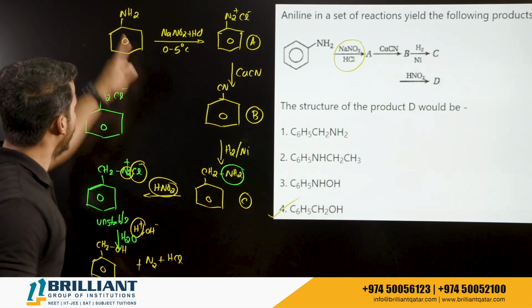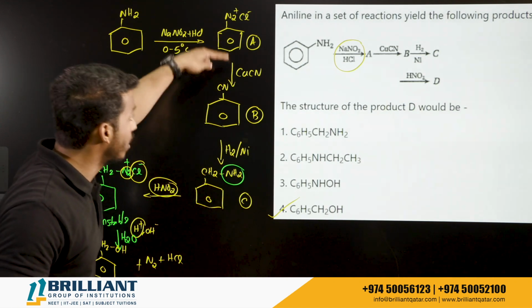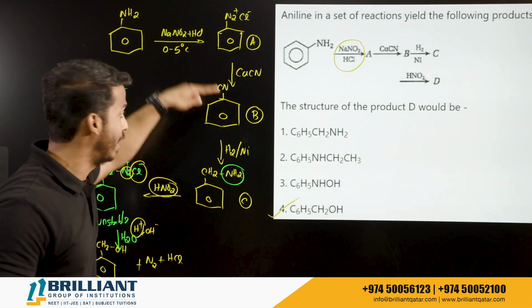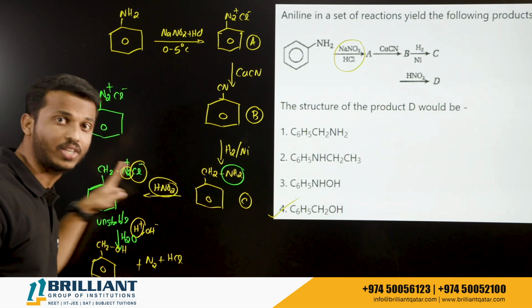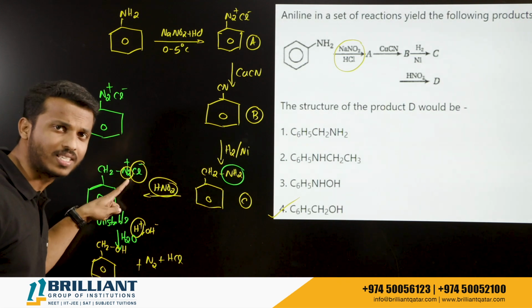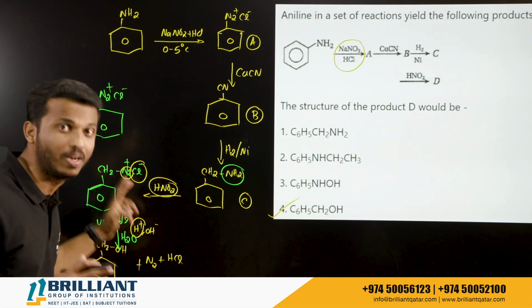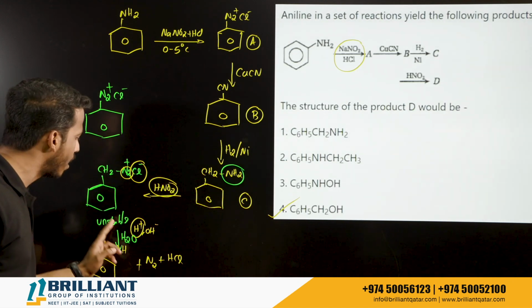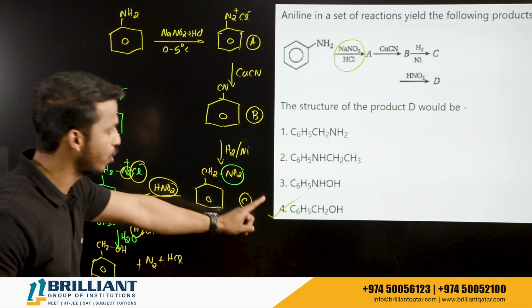So once again, all of you: first diazotization, that gives the diazonium salt. Then treated with CuCN, you get cyanide. Cyanide on reduction gives a primary amine. The amine on diazotization again gives its salt. Its salt is unstable because the nitrogen is not on the benzene ring, so resonance is not possible. So it immediately reacts with water and ends up as alcohol. So the answer is option 4.